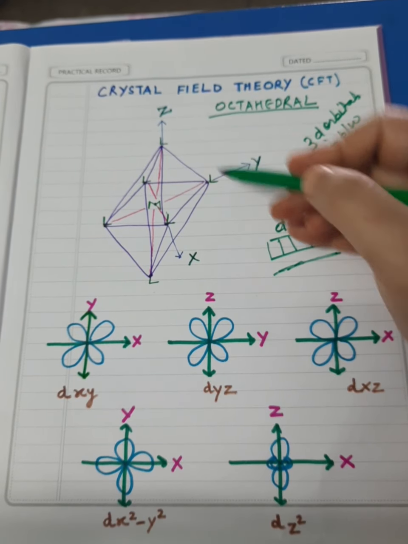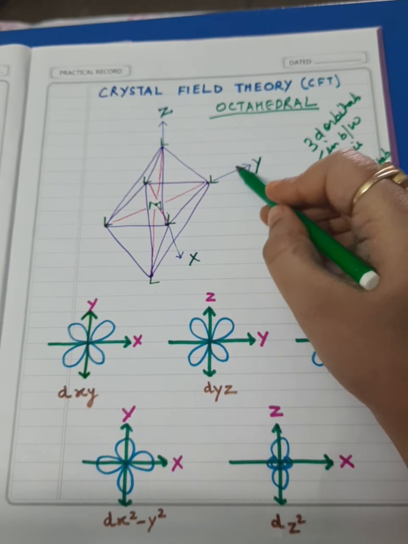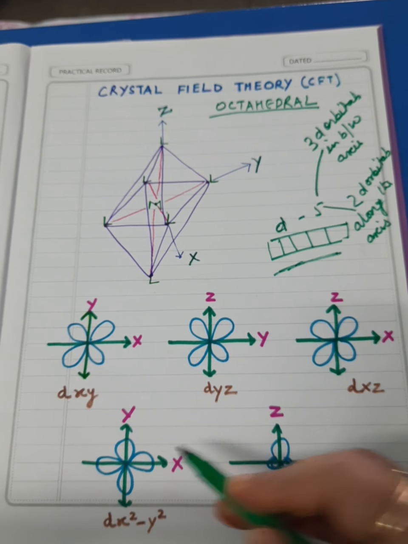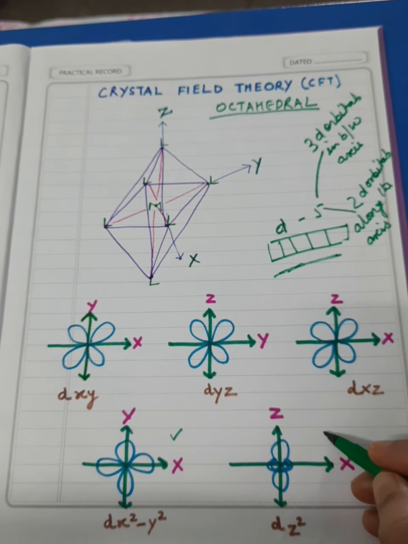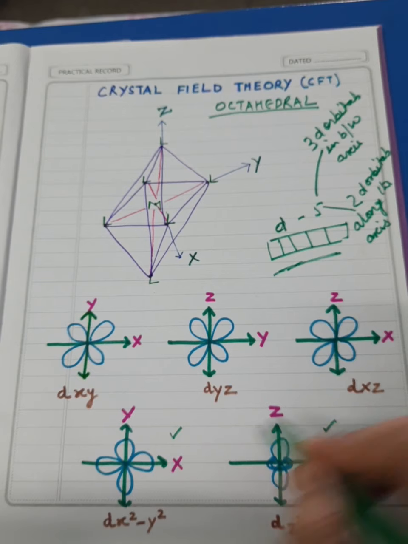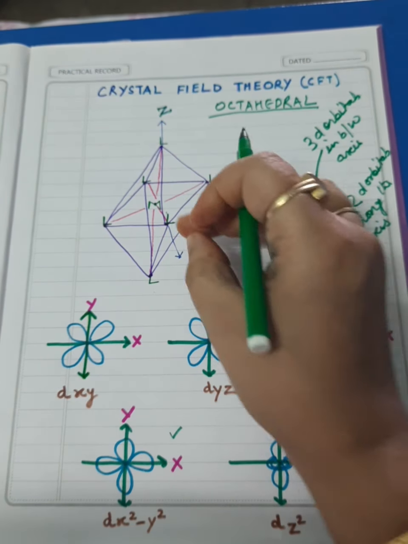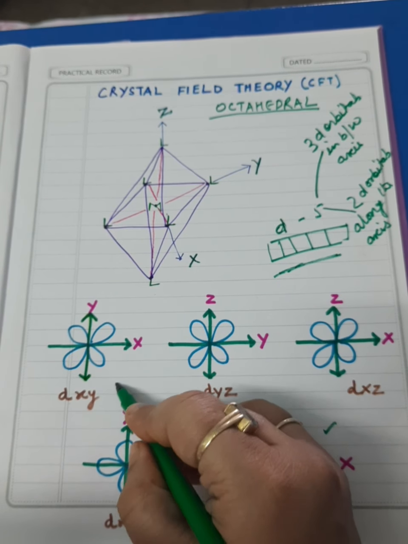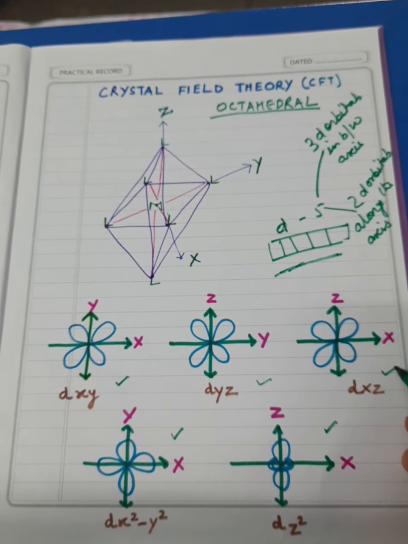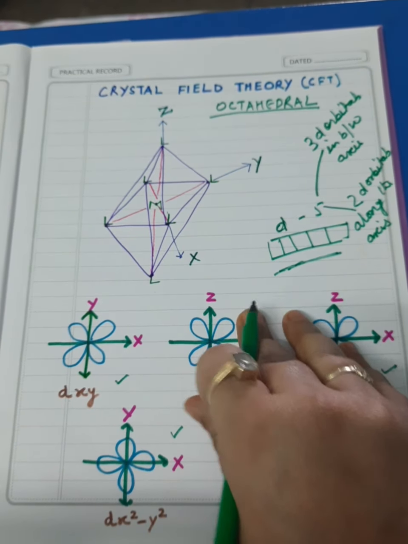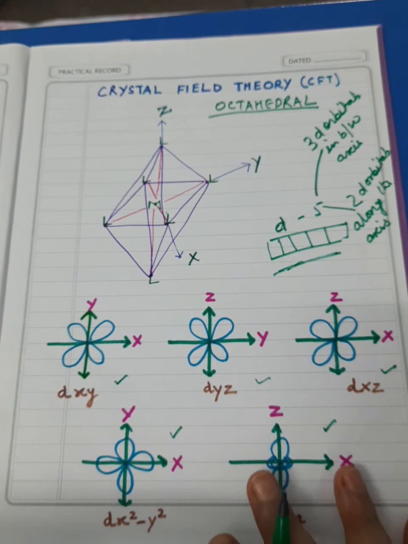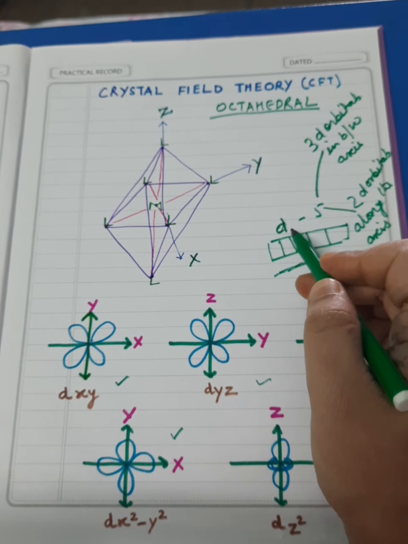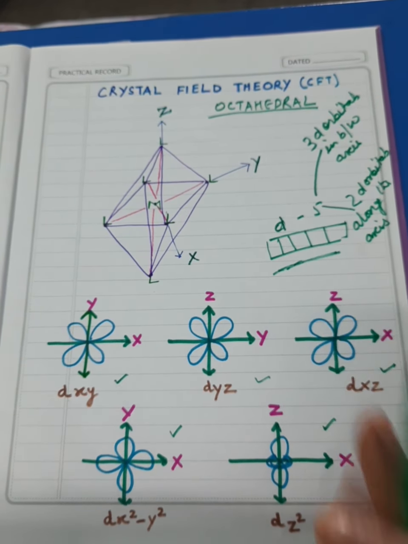To understand that, look at the diagram here once again. Ligands are approaching along the axis. So, the orbitals which are located along the axis, these two, x square minus y square and dz square, get repelled most by the ligands. Whereas the orbitals which are present in between the axis, that is xy, yz and xz orbitals, get minimum repulsion from the ligands. So, depending upon the repulsion experienced from the approaching ligands, the 5 d orbitals in the central metal atom or ion split up into two sets.